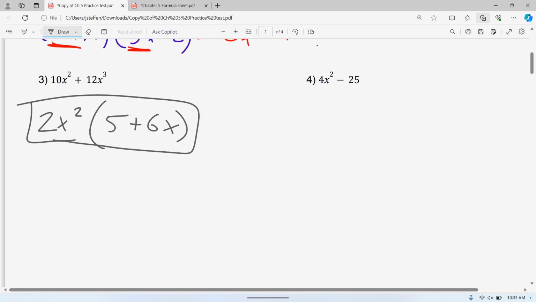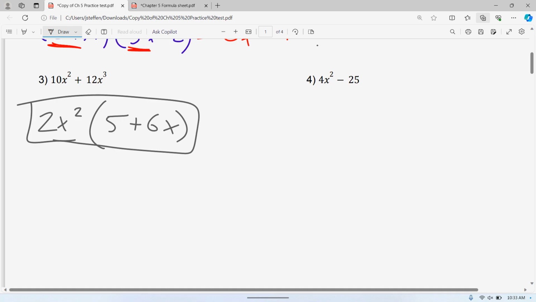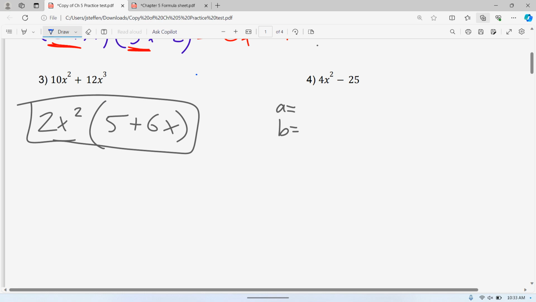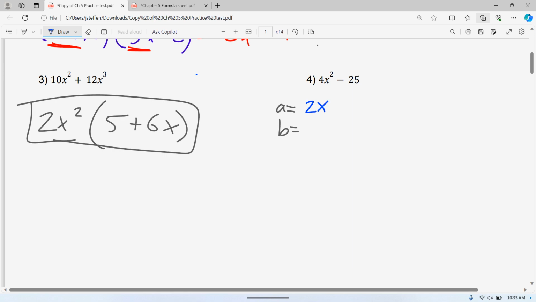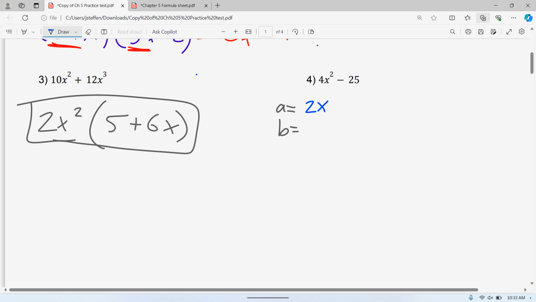Number 4, again, there's 2 terms, so the first thing I would check is difference of squares. So double check in my squared column. Yeah, 4 is here, 25 is here, so they're both perfect squares, and it's subtraction. So this is a difference of squares. So I'm going to find my A and B. What number squared is 4? Go back here. If your 4 is here, it is 2. One you guys know. Same thing with the 25, so 25, that is 5 squared. Means my B is 5.